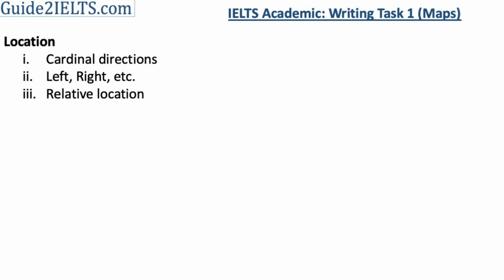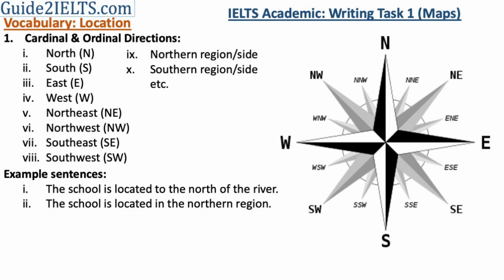When we are mentioning the layout of the map, or what has changed or what has not changed, it's crucial to mention where things are located on the map. There are three ways to describe location of something on a map. The first are the cardinal directions, that is, north, south, east, west, northeast, etc.